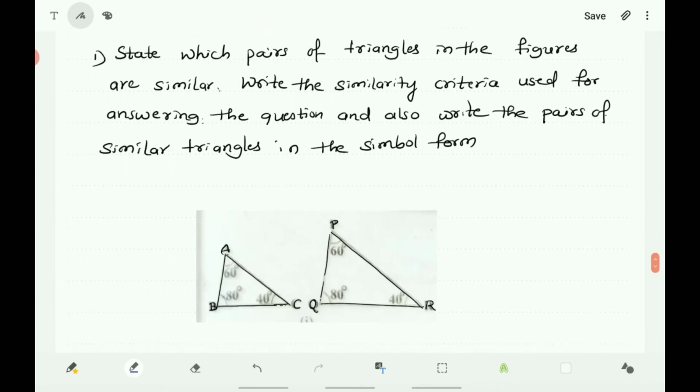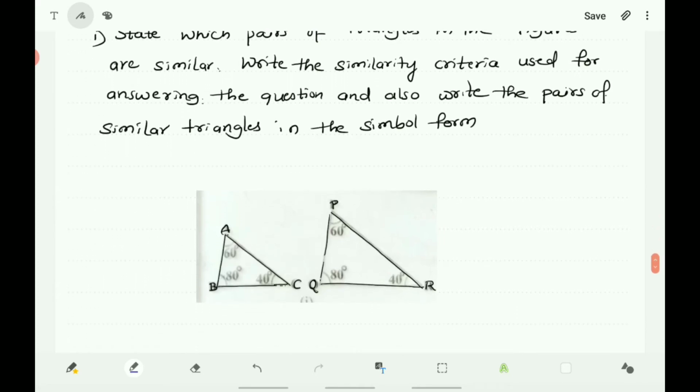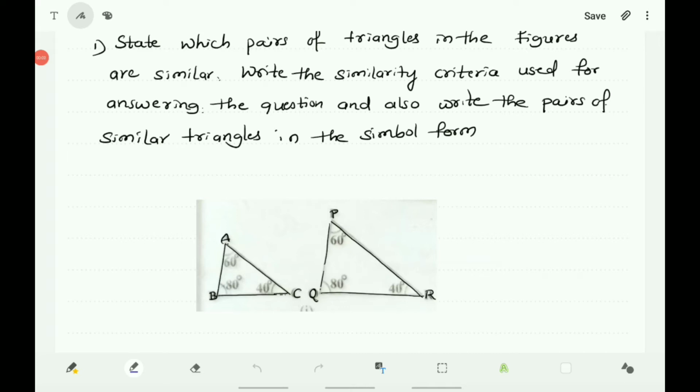For the first pair of triangles, triangle ABC and triangle PQR, angle A and angle P are 60 degrees and they are equal. Angle B and angle Q are 80 degrees and they are equal. Angle C and angle R are 40 degrees, so they are equal. So here you can conclude that triangle ABC and triangle PQR are similar triangles according to the AAA similarity criteria. Therefore, you can write that triangle ABC is similar to triangle PQR.